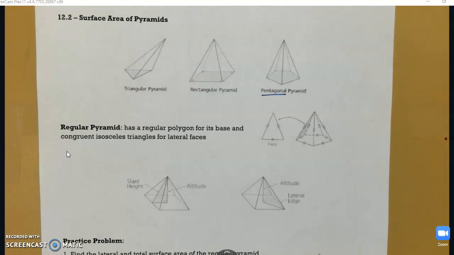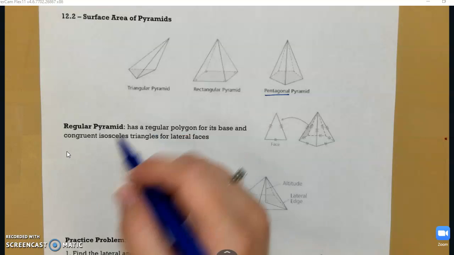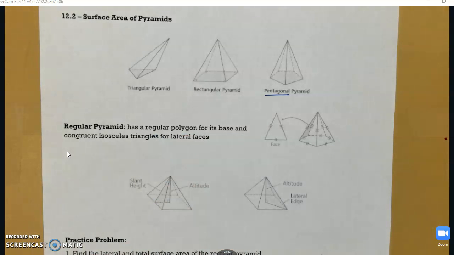And so just like our prisms, we can find the lateral and total surface area. Remember, the lateral is going to be the sides that are not the base, and the total is going to include the base. The thing about pyramids we have to remember is that we have whatever shape of our base, and then all of the lateral sides come together. They're all triangles, and they come together at the top. So when we have regular pyramids, that means that every single lateral face is a congruent isosceles triangle.